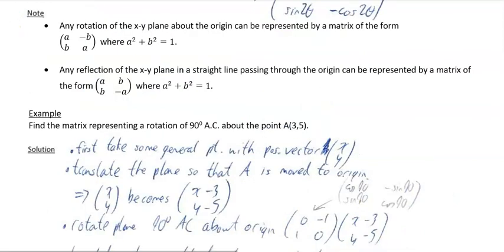Okay, a couple of notes about those. First thing to say is that they're both given to you in your formula booklet, thank goodness. And it says that any rotation of the xy plane about the origin can be represented by a matrix of the form a, minus b, b, a, where a squared plus b squared equals 1. You can look back at what your formula was and you'll see it does work in that form. And any reflection in the xy plane in a straight line passing through the origin can be represented by a matrix of the form a, b, b, minus a, where a squared plus b squared equals 1.